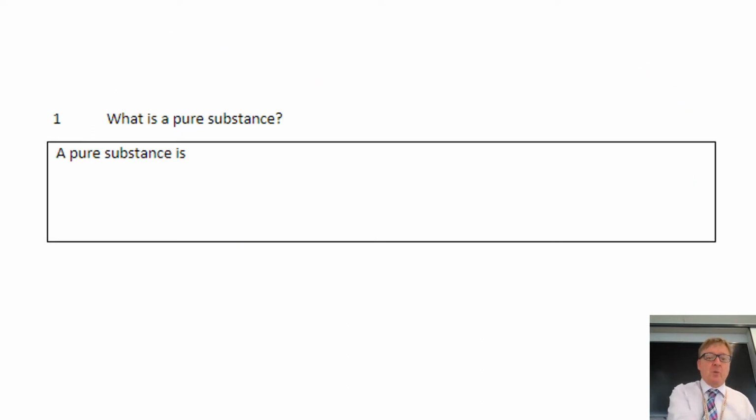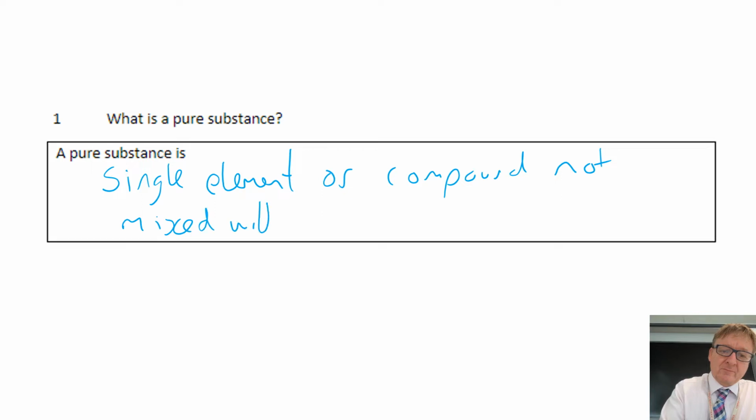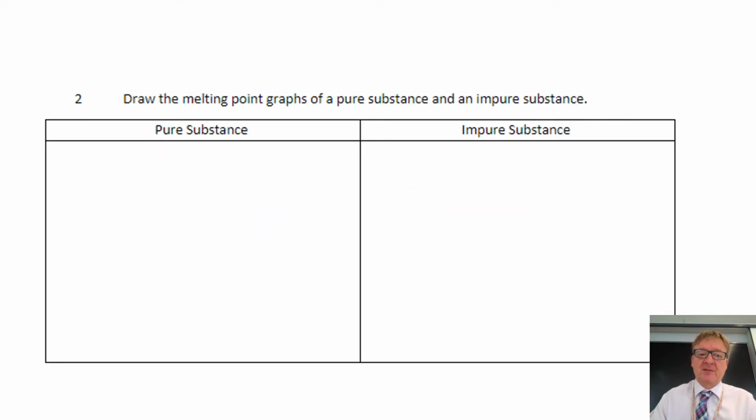Right, so first thing is, what is a pure substance? A pure substance is a single element or compound not mixed with anything else. Okay. Right, so that is a pure substance. It's just when there's one individual thing in the actual substance itself.